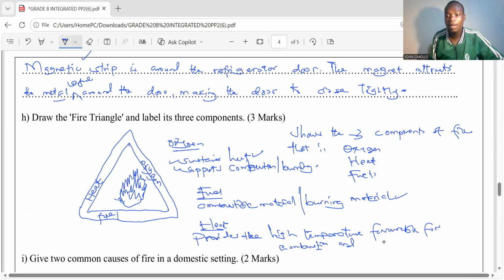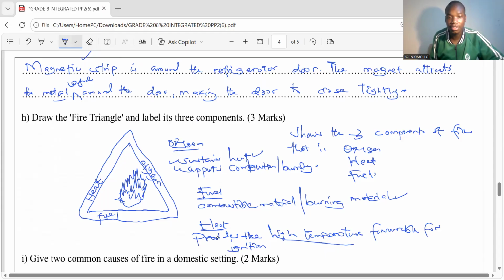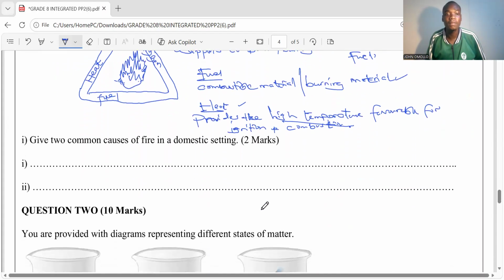And even, in fact, we should not even begin from combustion. So it provides the high temperature for ignition and combustion. So for ignition, before that fire is seen, there must be ignition. That high temperature needed for ignition is provided by the heat and combustion. So those are the three major components of fire triangle, and we have labeled its three components: fuel, oxygen, and heat. 3 marks. No need of explaining. I'm just explaining for your sake.